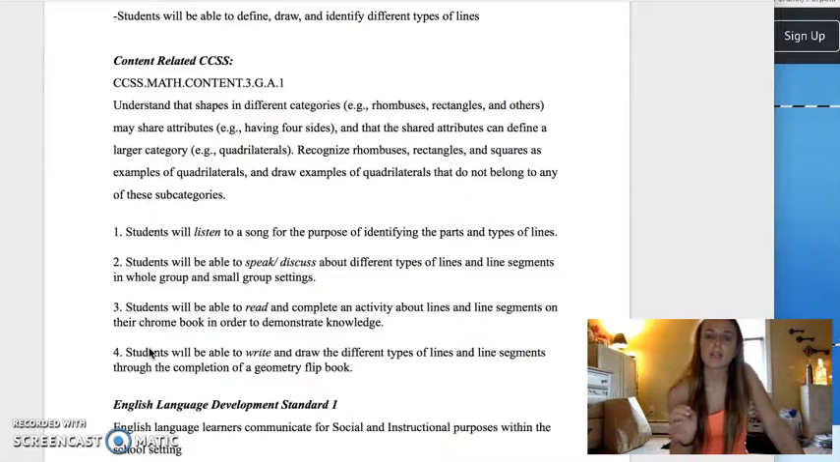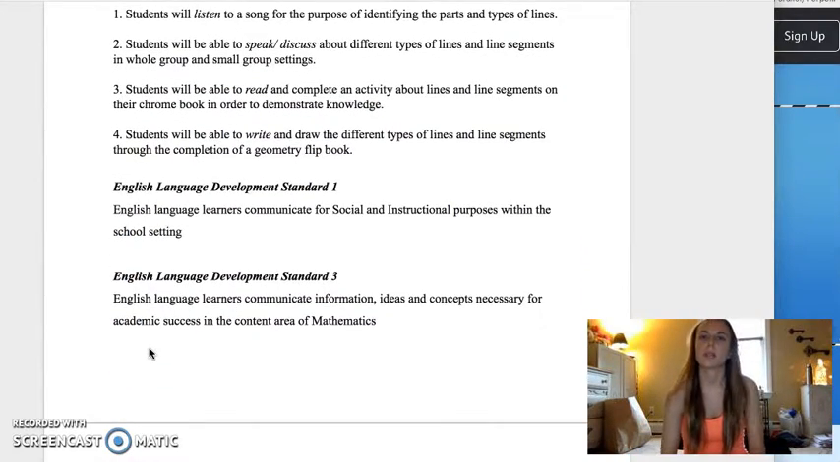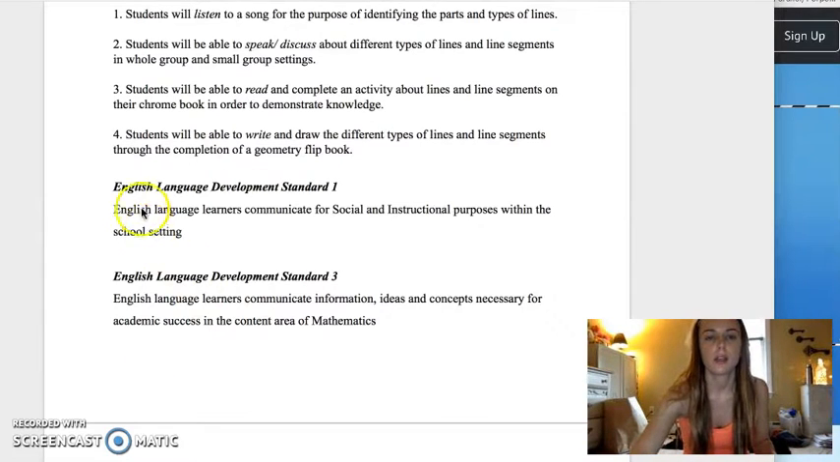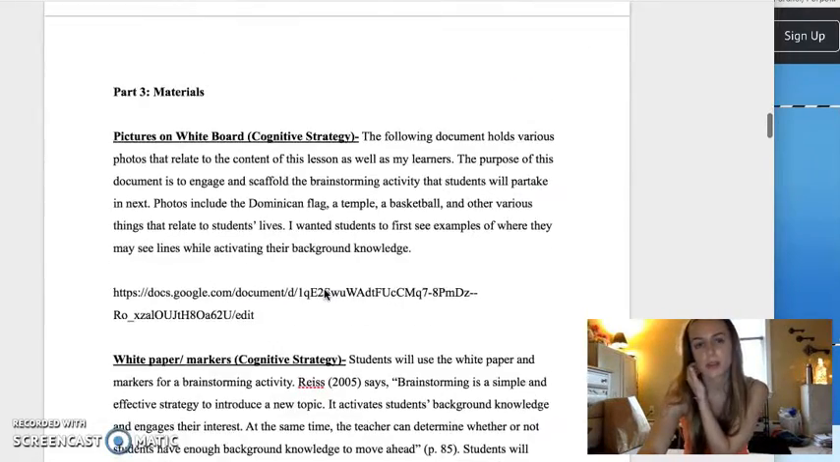So my content objective is that students will be able to define, draw, and identify different types of lines. So they'll listen to a song for the purpose of identifying the parts and types of lines. They will speak and discuss about different types of lines and line segments. They'll read and complete an activity about lines and line segments on their Chromebooks. And they will write and draw different types of lines and line segments through the completion of a geometry flip book. And then that's just my English Language Development Standard 1, which is just geared towards like communication. And then the Standard 3 is towards the content area of math.